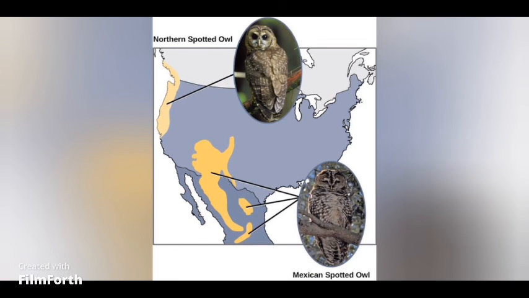Another example is the northern spotted owl, Strix occidentalis caurina, and the Mexican spotted owl, Strix occidentalis lucida. The two subspecies of spotted owls found along the west coast of the United States have evolved separately as they inhabit different geographical locations. Because the geographical drift happened, isolation set in, which resulted in higher diversity.